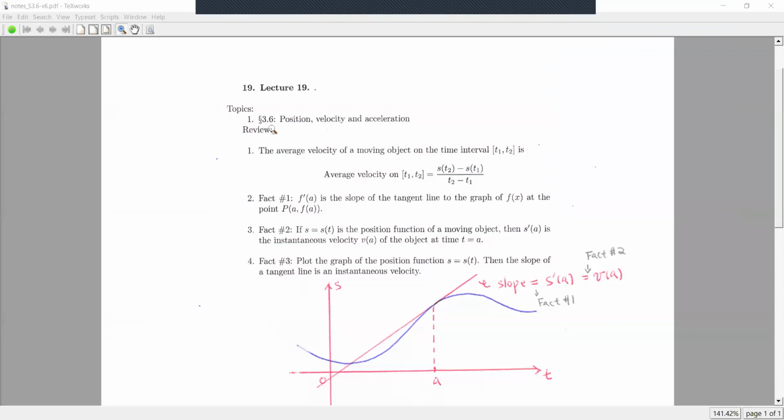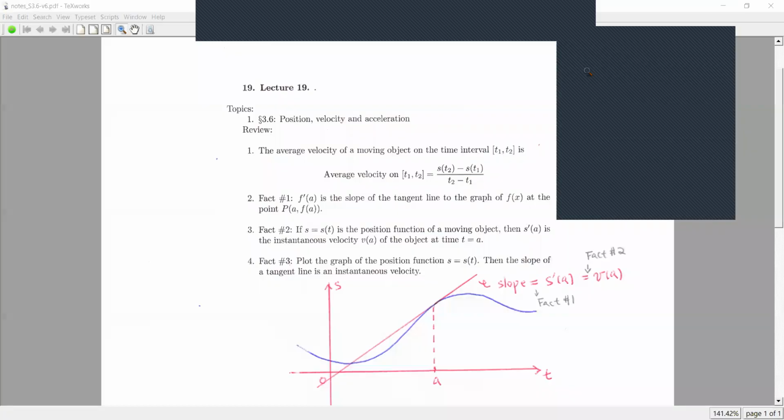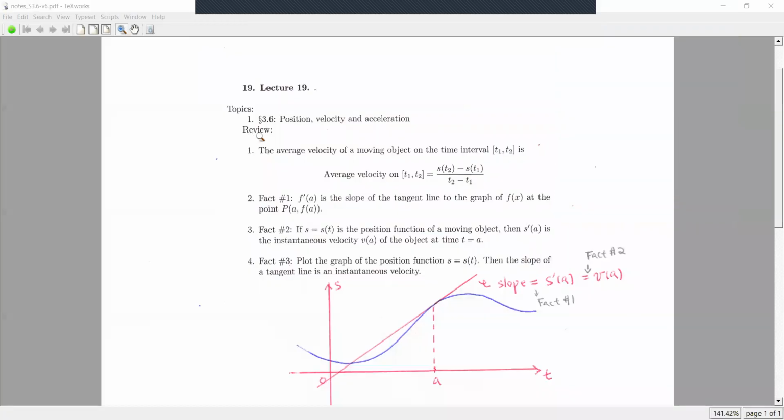Section 3.6 again, position, velocity, and acceleration of a moving object. Take a review about what we learned in the last class.